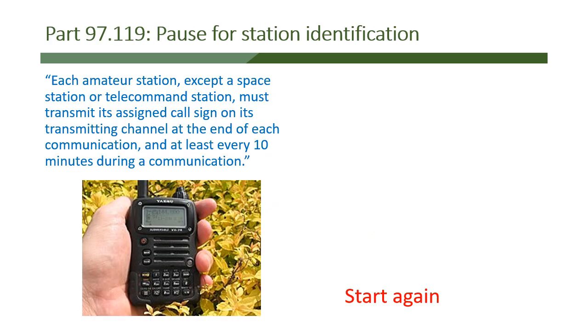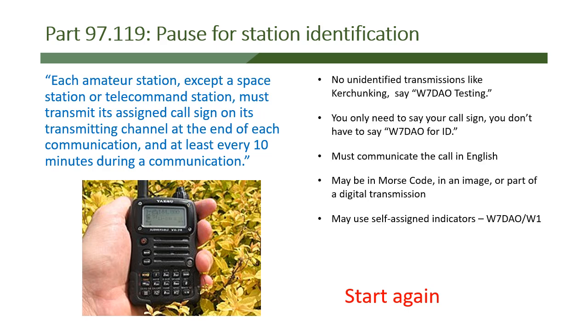The other thing is pausing for a station identification. Each amateur station, except the space station or telecommand station, must transmit its assigned call sign at the end of each communication and at least every 10 minutes during communication. That doesn't mean that if you're having a normal conversation, you have to say your call sign every time you finish a sentence. It just means that once you get into the conversation, you only have to say your call sign every 10 minutes.